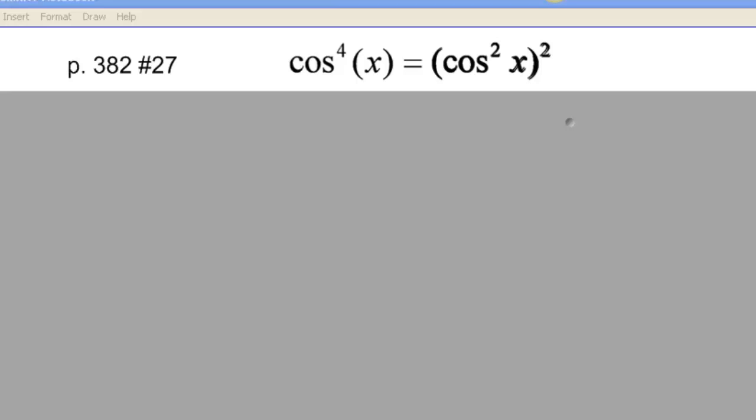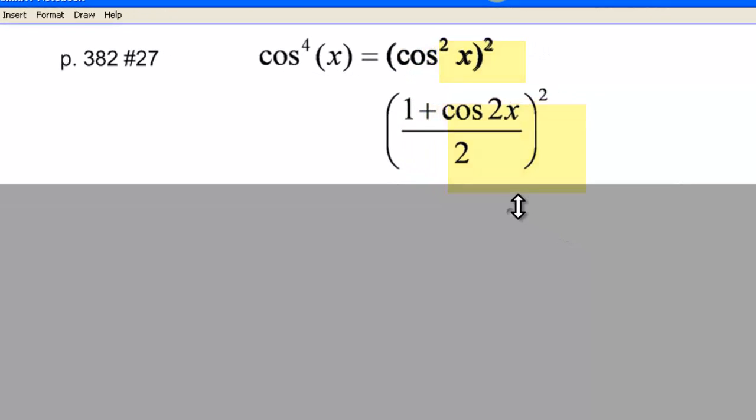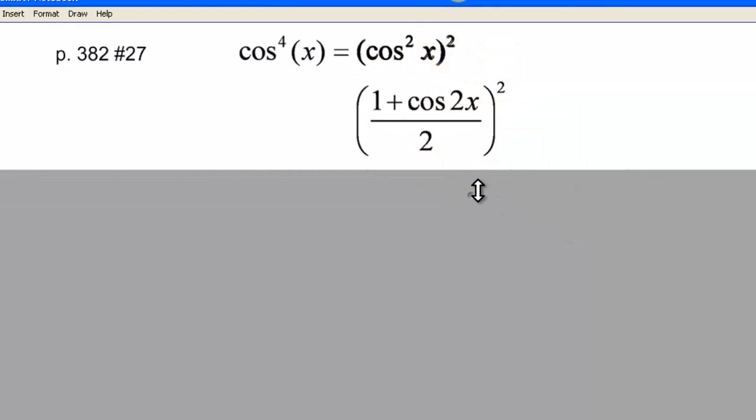So I can rewrite cosine to the fourth of x as cosine squared x, squared. The reason for that is we have a power reducing formula that tells us that the cosine squared of x can be rewritten as 1 plus cosine 2x over 2. So I have taken the square from the inside portion and I have reduced it to a cosine without a power. Well, what does it mean to take all of this to the second power?